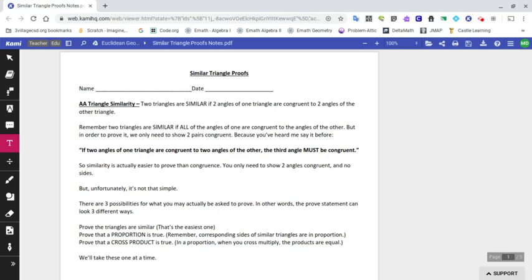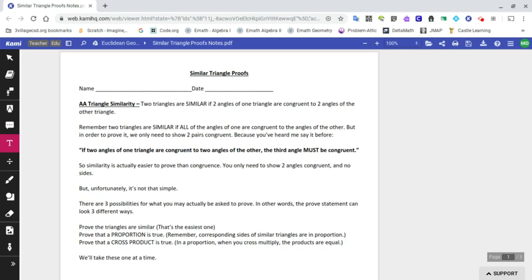All right, so today we're going to move on from congruent triangles to similar triangles. I have these notes, and a lot of what I'm going to say is written here already, until we get to the actual examples. So we have triangle similarity. Now it's only going to be angle, angle, because two triangles will be similar if two angles of one triangle are congruent to two angles of the other. So that's really all that you need to prove.